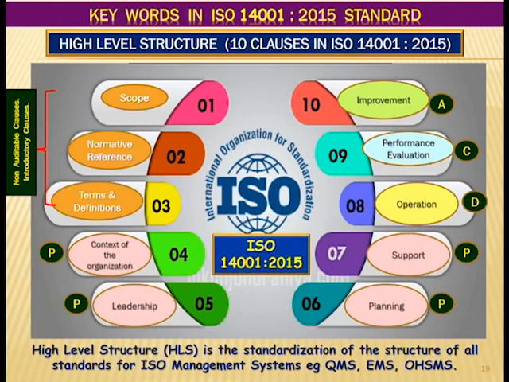You can also see that these clauses 4 to 10 are integrated with the PDCA cycle, where P stands for plan, D for do, C for check, and finally A for act. Clauses 4 to 7, that is context of the organization, leadership, planning and support, come under plan in the PDCA cycle. Clause 8 is operation, which comes under do. Clause 9, performance evaluation, comes under check. And finally, clause 10, improvement, comes under act.